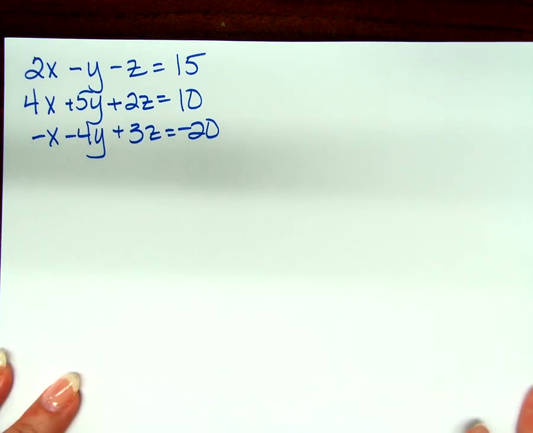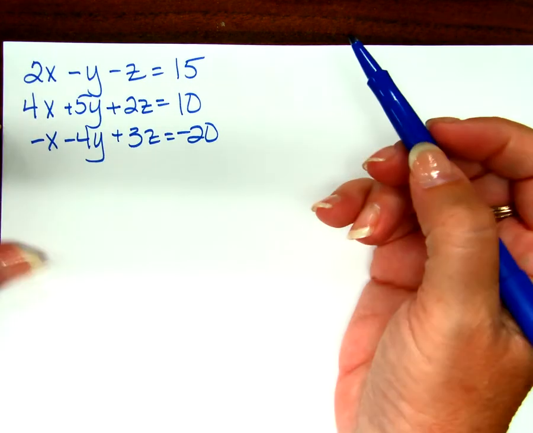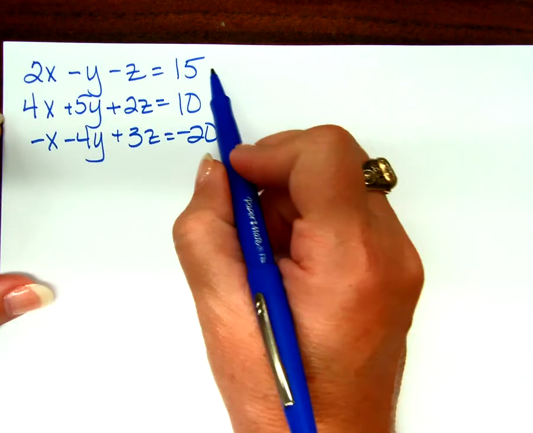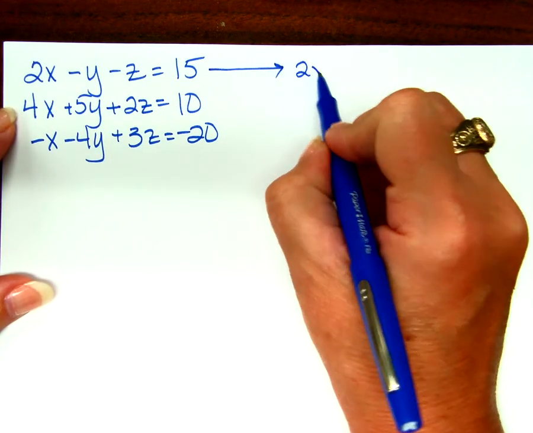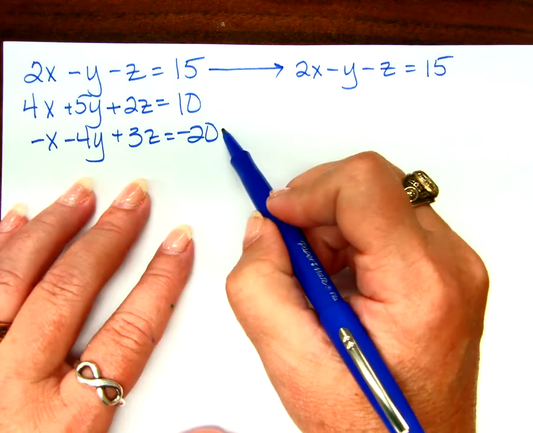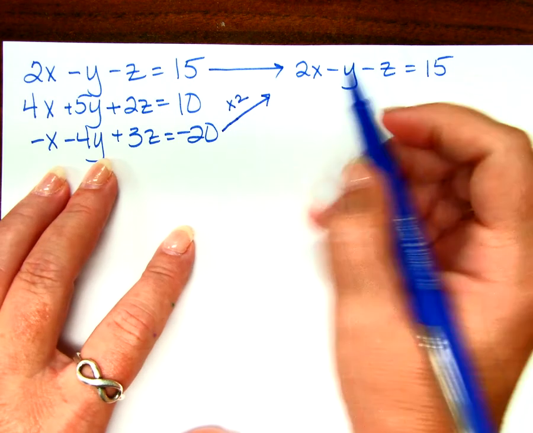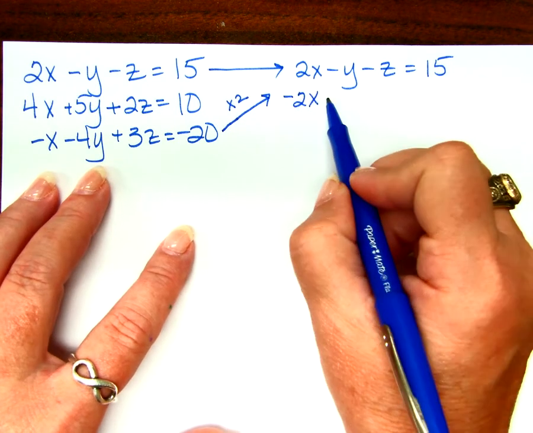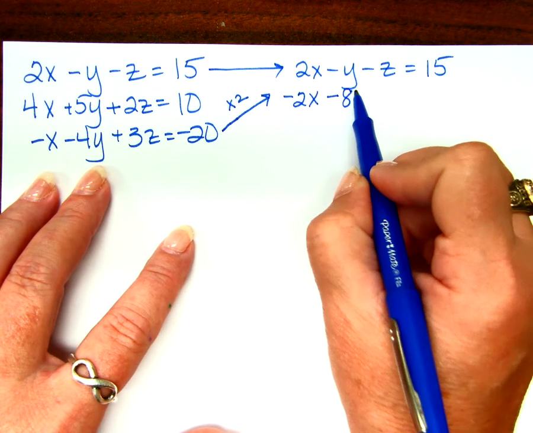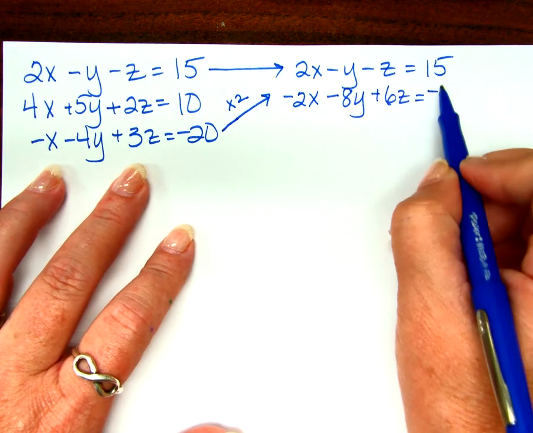What variable are we going to eliminate? X's. You choose X's. So what do you want to do first? Top. 2x minus y minus z equals 15. And you said bottom. But first, multiply by 2. Negative 2x minus 8y plus 6z equals negative 40.